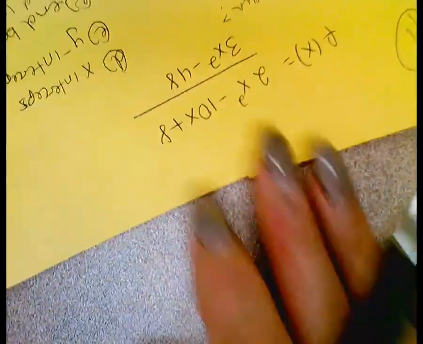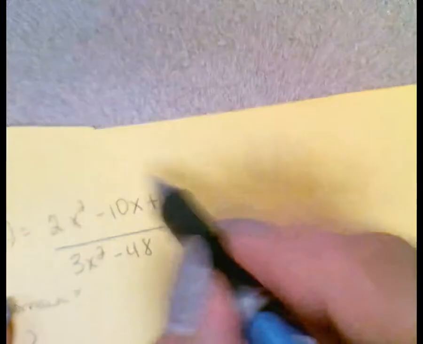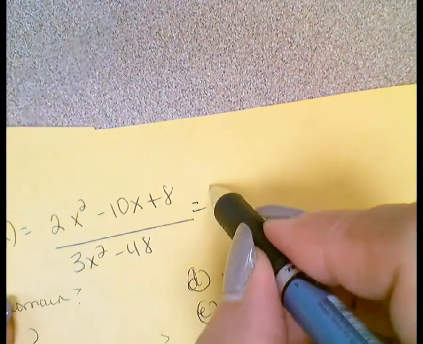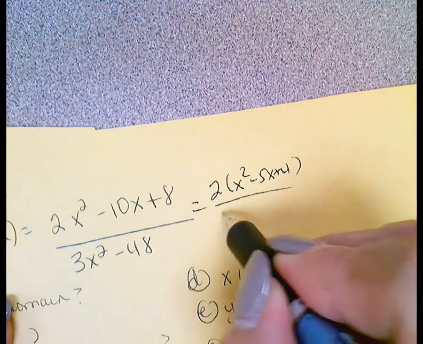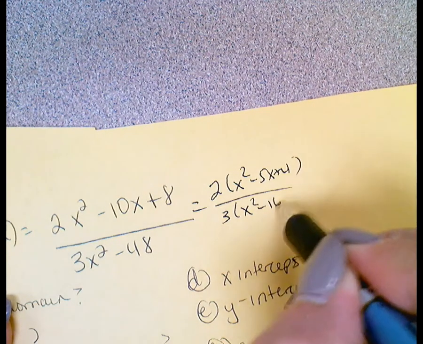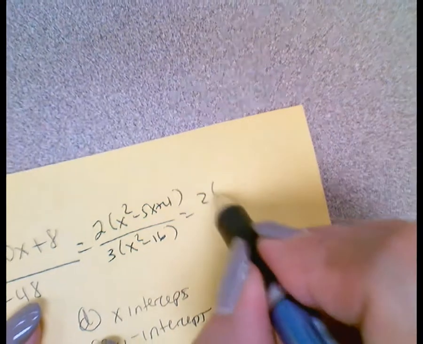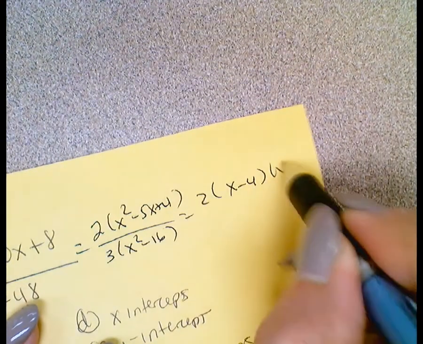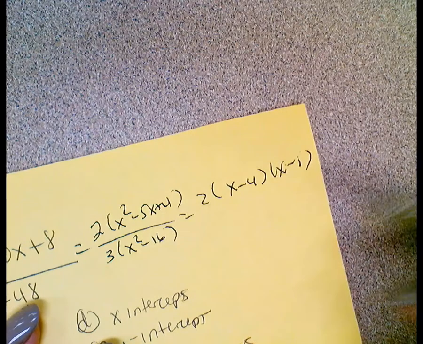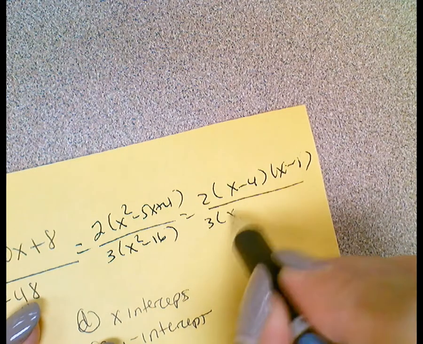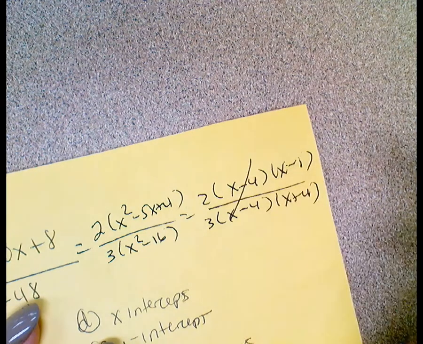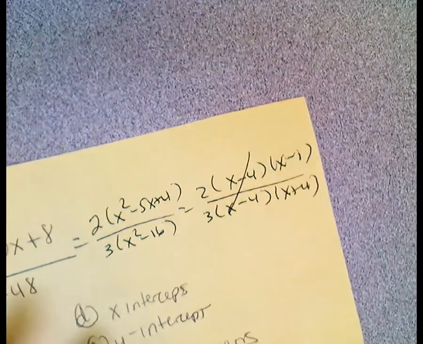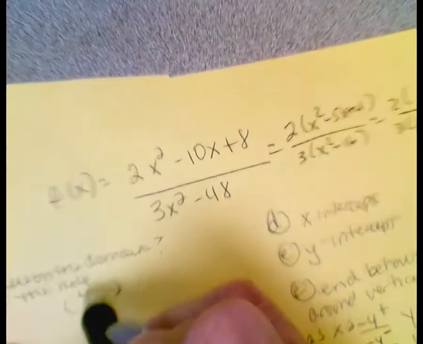And last problem. Factor the 2 out of the top. Factor a 3 out of the bottom. Factors on the top are x minus 4, x minus 1. Factors on the bottom are x minus 4, x plus 4. So you are removing a factor. That's where the hole is. So the hole is at x equals 4, something.